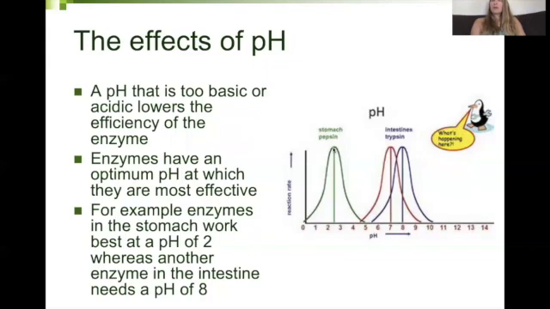Pepsin is in your stomach. Well, what's the pH of your stomach? It's 2. So the optimal pH of pepsin is 2. You put pepsin in pH 7, it's not going to be efficient. You put pepsin in pH 1, and it's going to denature. In your intestines, we have trypsin, and that's working at like a 7 to 8 because that's the pH of your intestines.